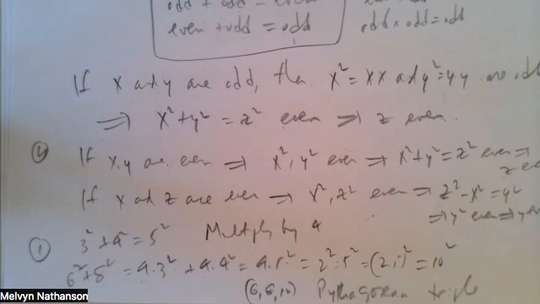So one simple way to get a Pythagorean triple with all even numbers is to take any Pythagorean triple and multiply all the numbers by 4, or by any number that's the square of an even number. That will do it.